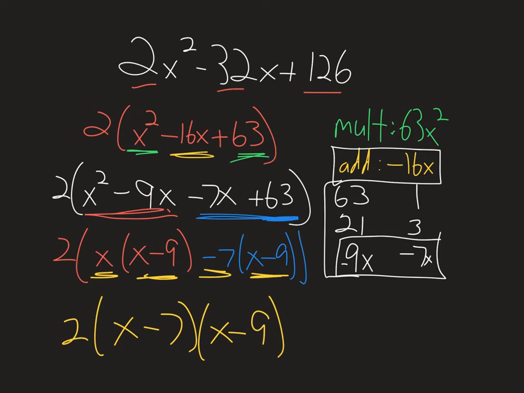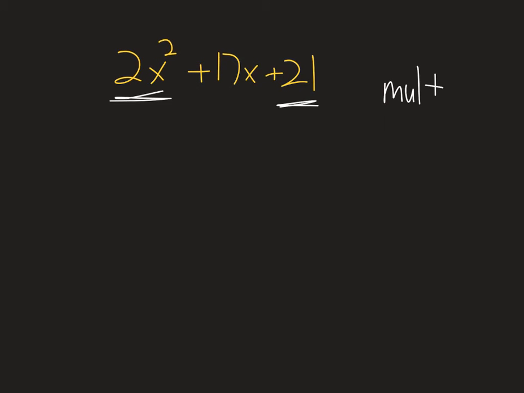I'm going to do one more example for you. So your second example is 2x squared plus 17x plus 21. First question is, can I take anything out from all these pieces? Well, 2, 17, and 21 don't share anything, so the answer to that is no. So the next question is, what can I multiply to? Well, I need to multiply to 2 times 21, which is 42. And then I say, okay, what can I add to? I got to add to 17. That's that middle piece.